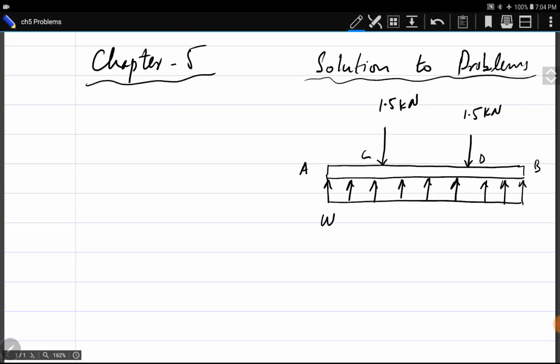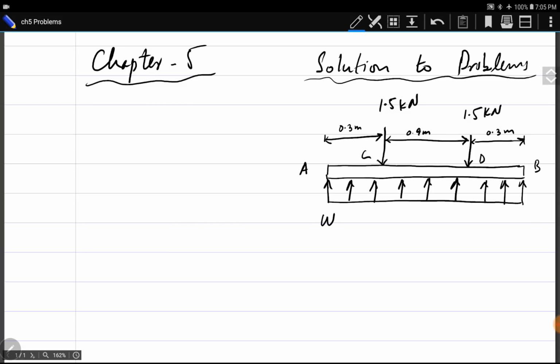The total length of the beam between A and C is 0.3 meters. Between C and D it is 0.9 meters, and between D and B it is again 0.3 meters. So it is a symmetric beam.